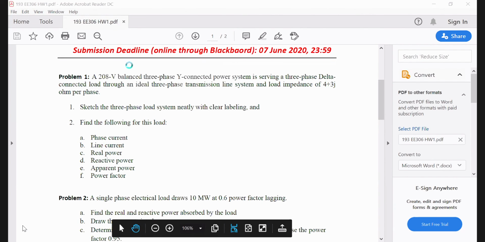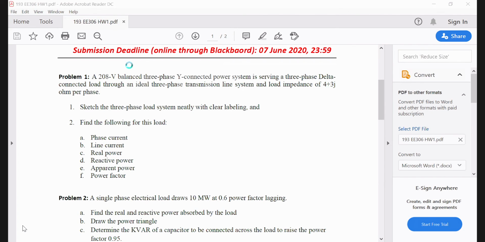So it should specify, right? Yes. Ideally, we should specify. Because you cannot basically know exactly from the written statement here if this voltage is a phase or line voltage. Because it's mentioned a 208 volt balanced three-phase Y connected power system. Here it's not fair. Here it is mentioning power system.